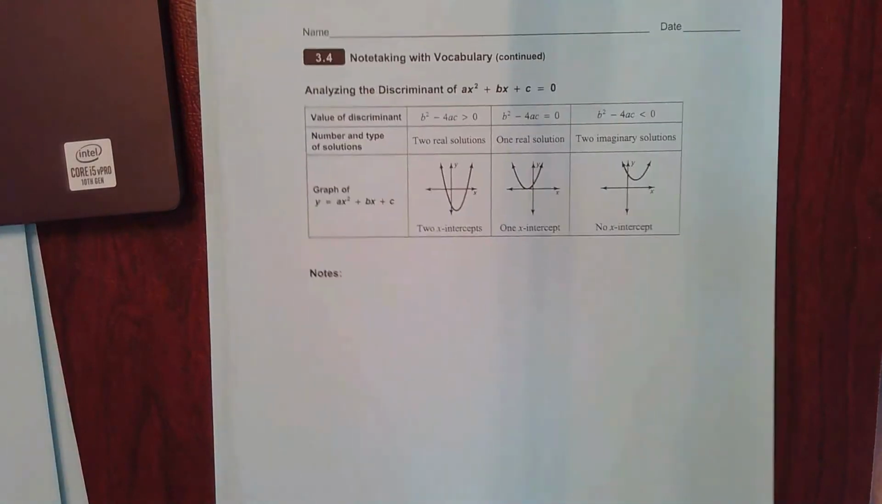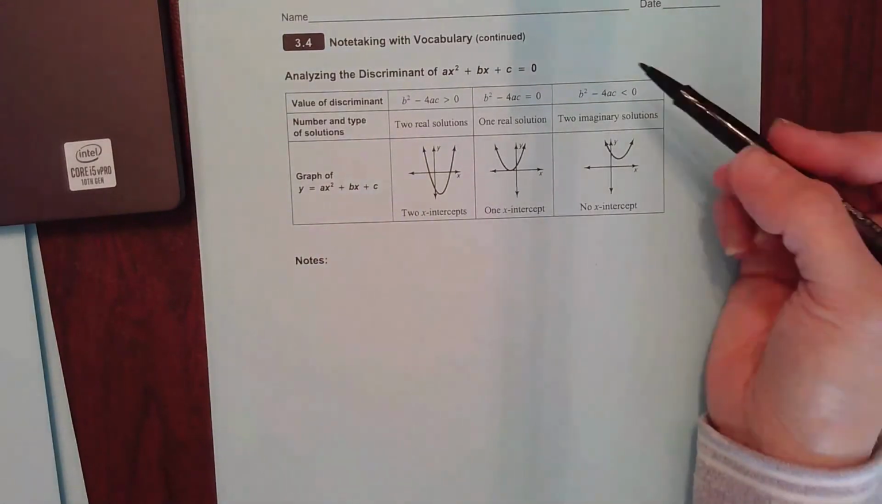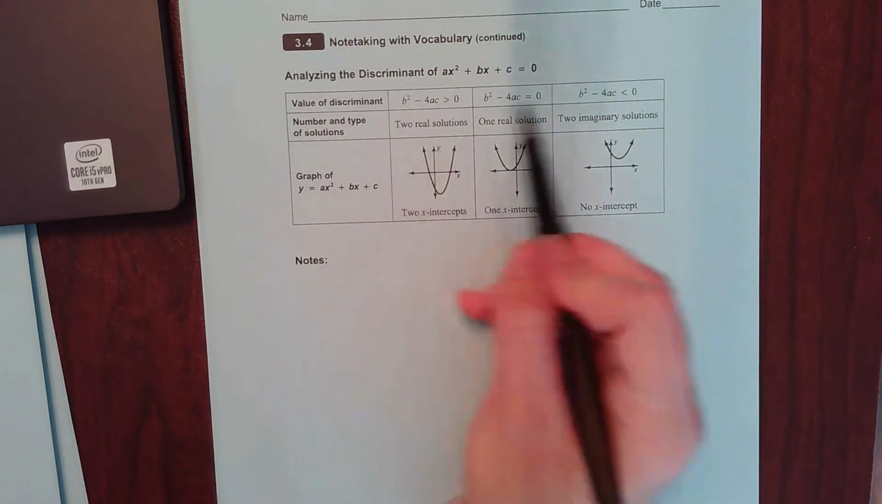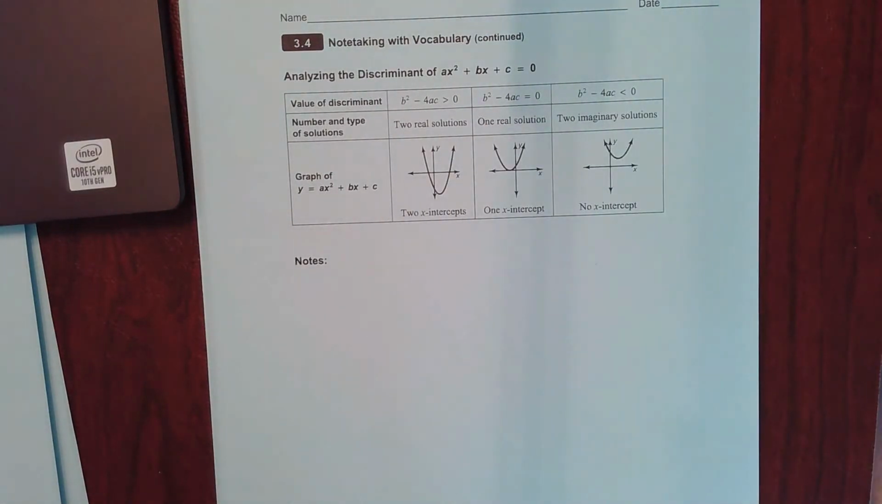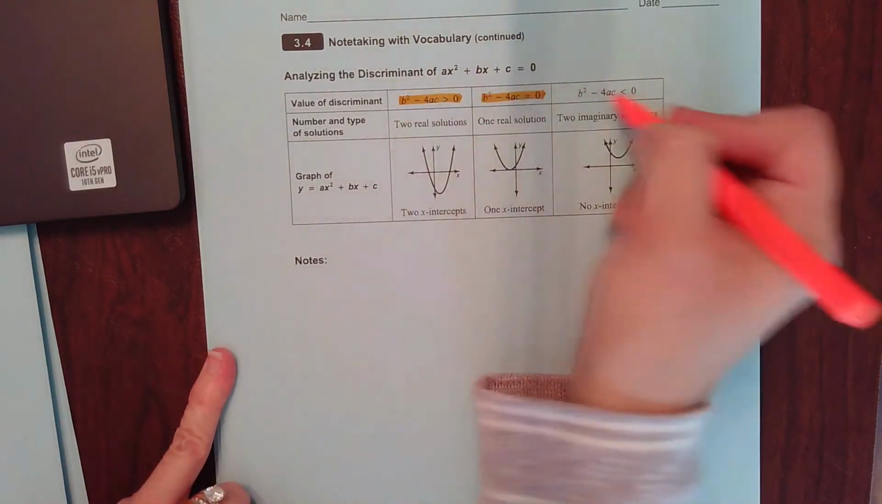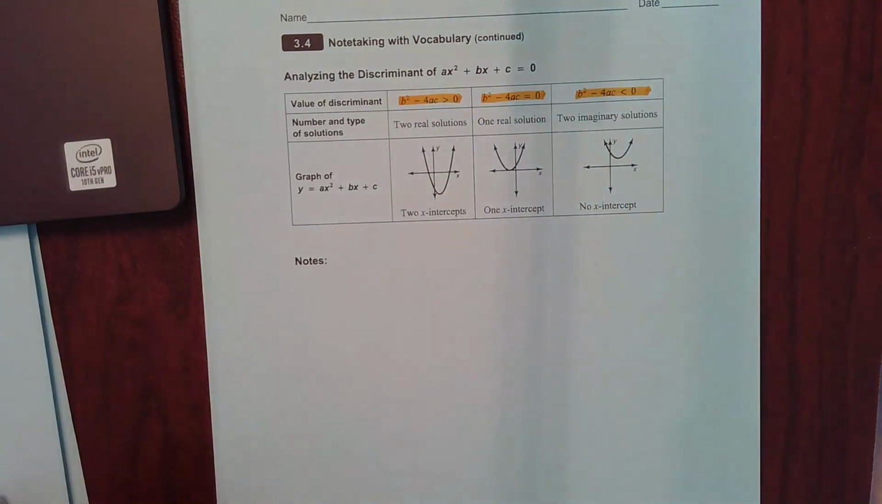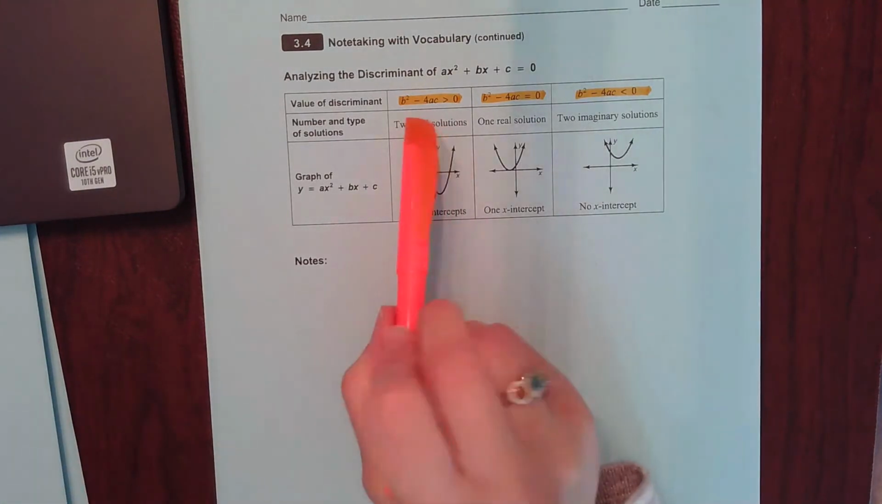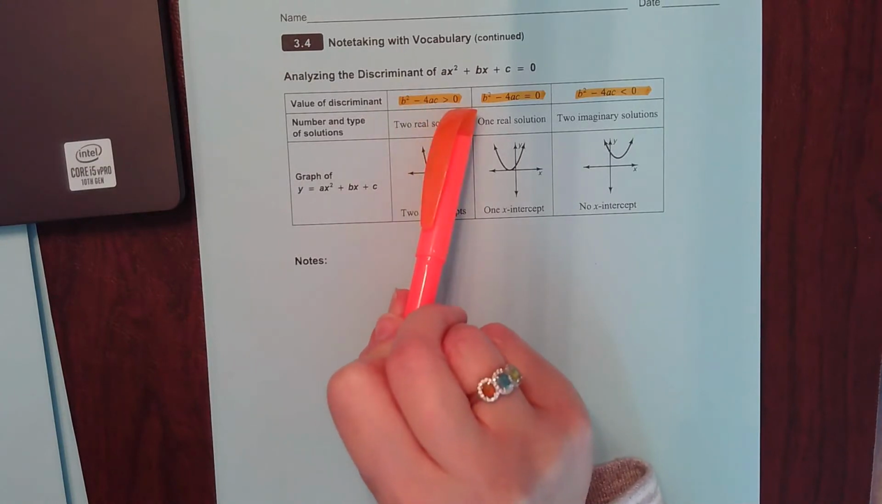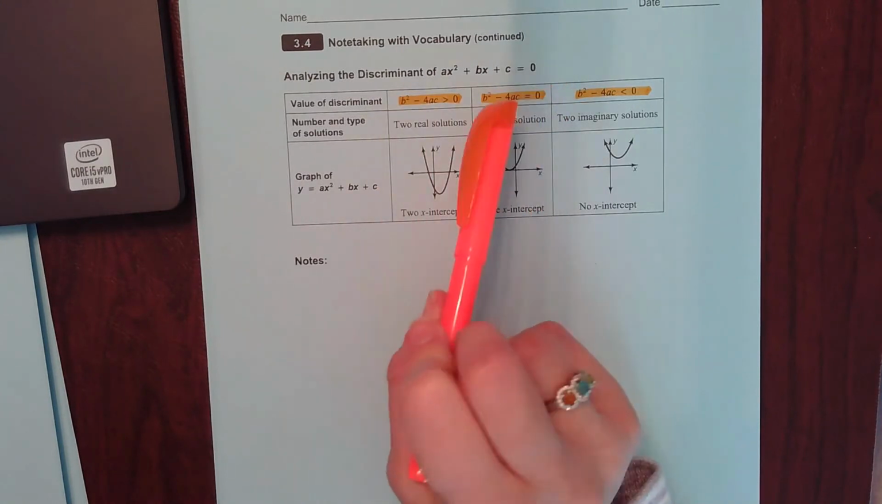Okay, discriminant. Remember, that's that part underneath the radical. What the discriminant tells us is, if you find your discriminant, there's basically 3 scenarios here. It's an easy way to assess how many solutions you're going to have without having to do the whole quadratic formula. So if the discriminant is greater than 0, which means it's a positive number.